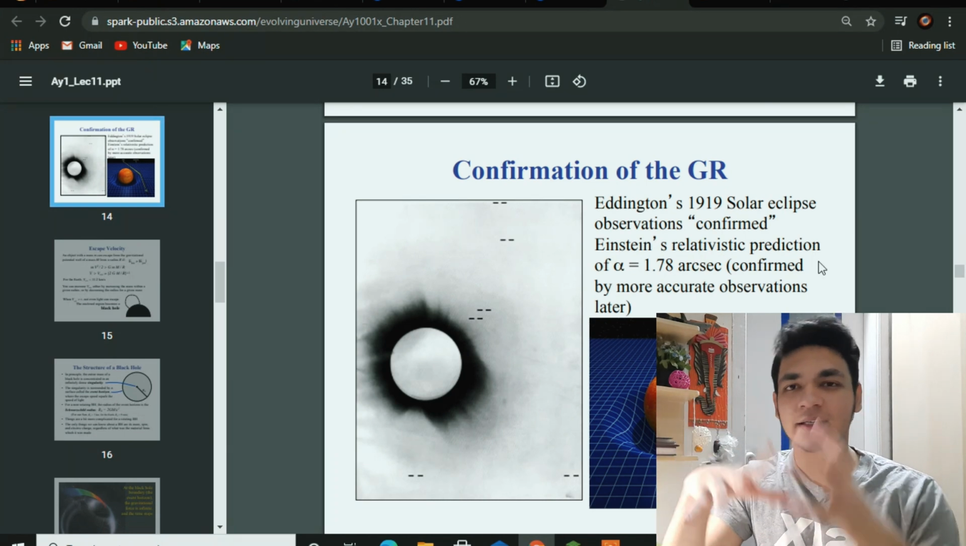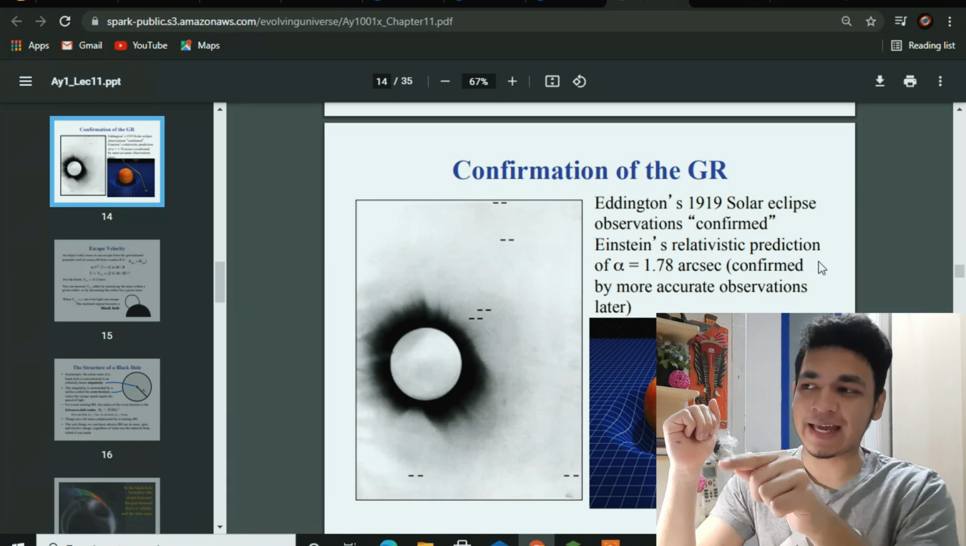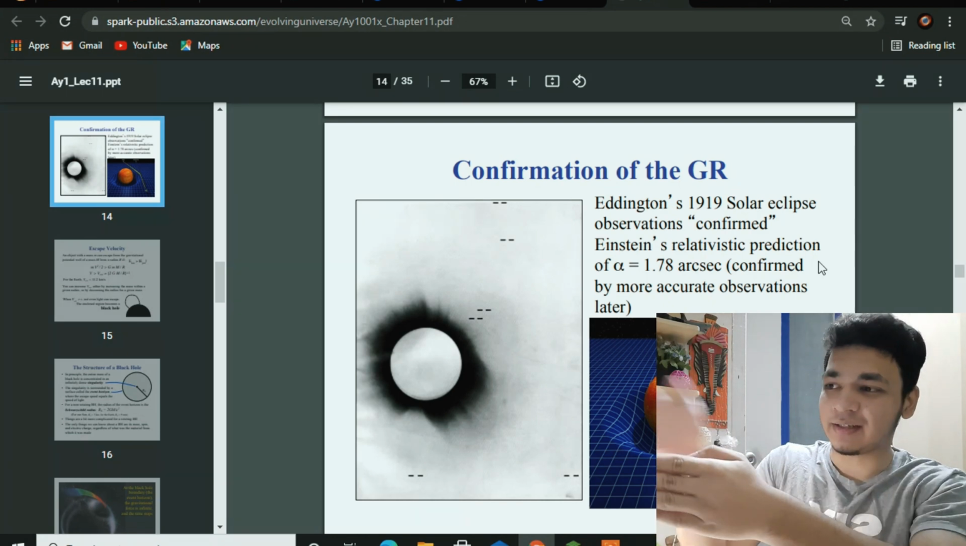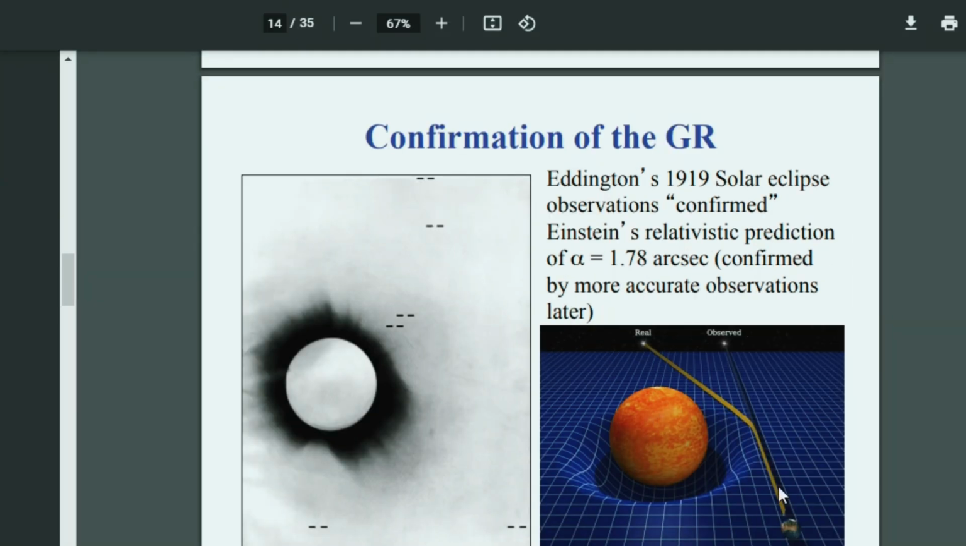So then he went and they conducted the whole experiment, and they were able to detect a deviation in the angle. They're saying it's 1.78 arc seconds. If you see the real place where the star is and the observed place, there is this deviation in the angle between the apparent and real position of the star. Absolutely beautiful how they verified the general theory of relativity.